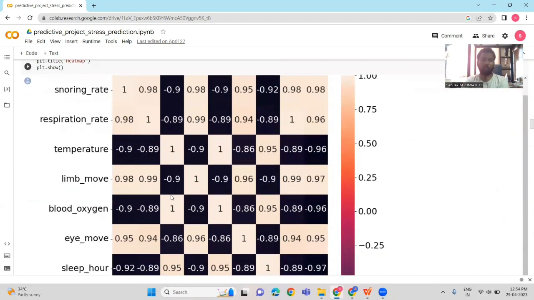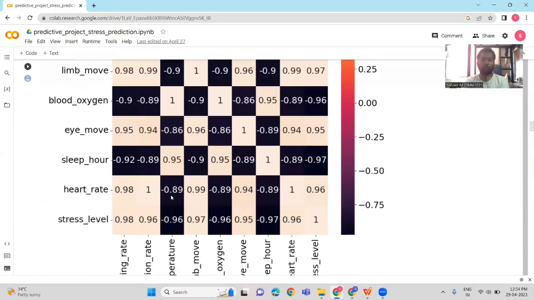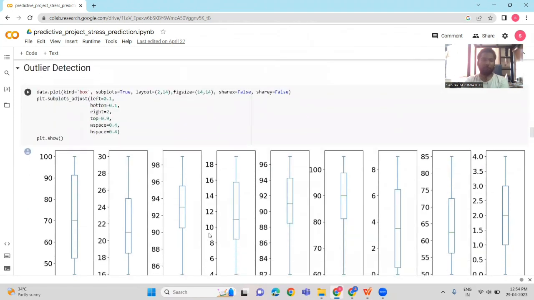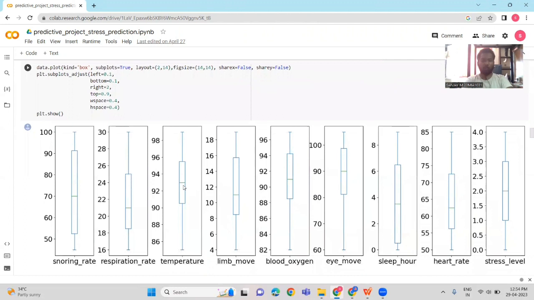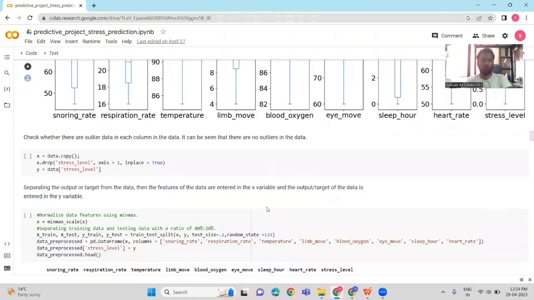We have plotted a heat map. Here we can see that stress level and respiration rate have a high correlation when compared with respiration rate and temperature and all. We had no missing values, but we checked for outliers, whether any outlier is found or not. No outliers are found, only the data distribution we can see in this plot.